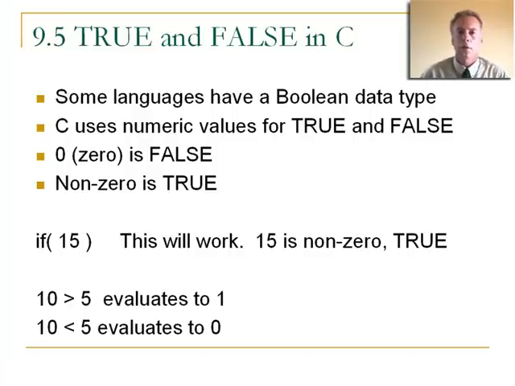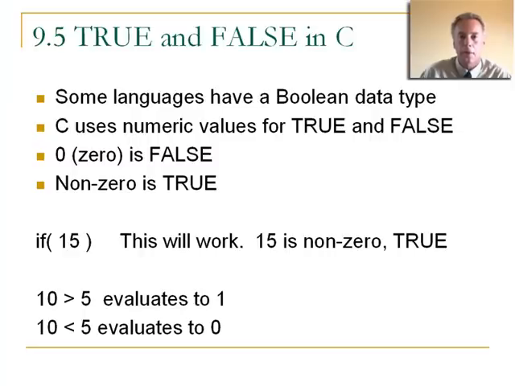Let's look at true and false in the C language. A lot of modern languages have a data type for Boolean. So in Java, for example, it's called boolean, and in C# it's called bool. In C, which is an older language written originally in 1972, we don't have a data type just for storing the values true and false. So in C, we use numerical values for true and false. So 0 is considered to be false, and non-zero is considered to be true.